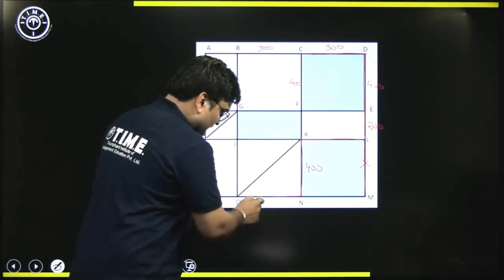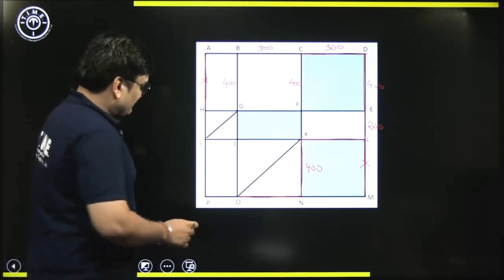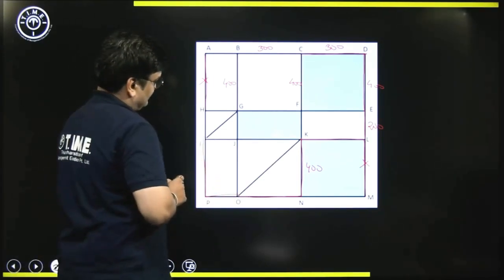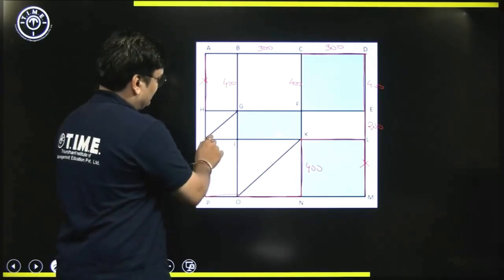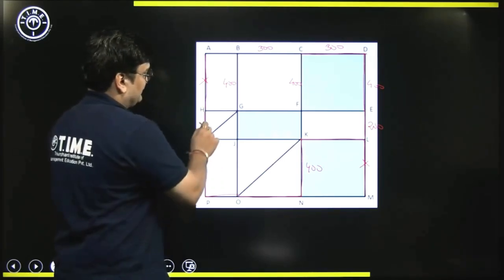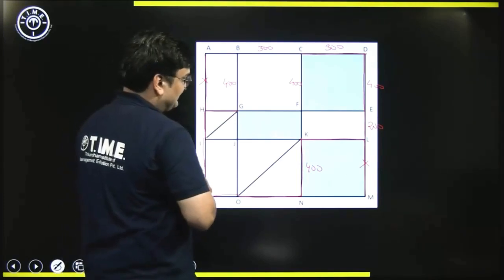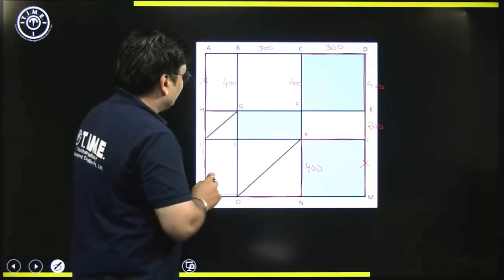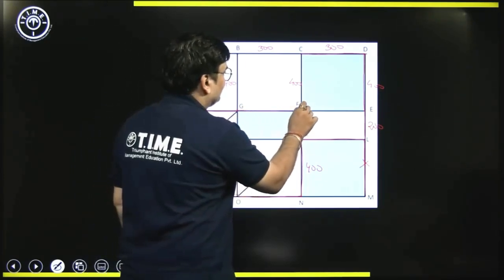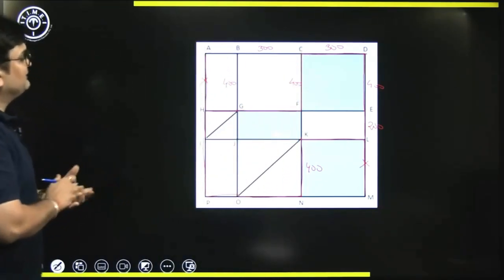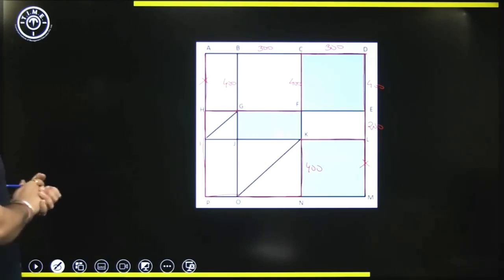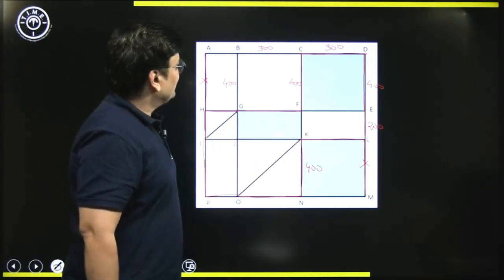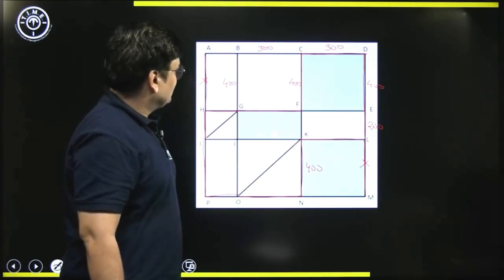From N, I will go to O. From O, we can go to P. From P, I can go to I. From I, we could go to H. From H, we could go to G. From G, we could go to F, and from F, we could go to C. This could be the path. So in this path, if you see, we are missing out on this 200 meters. That's okay. We are missing out on this 200.